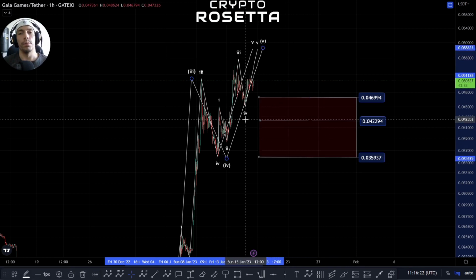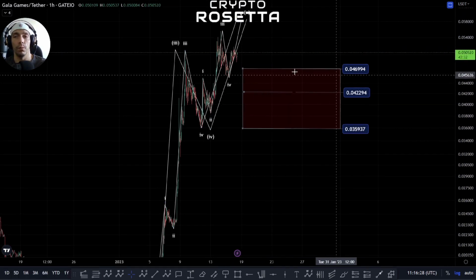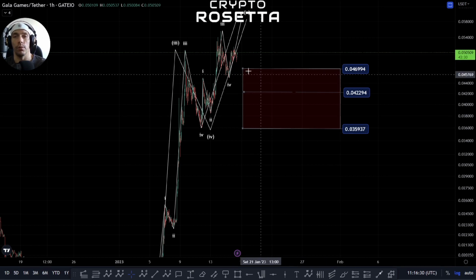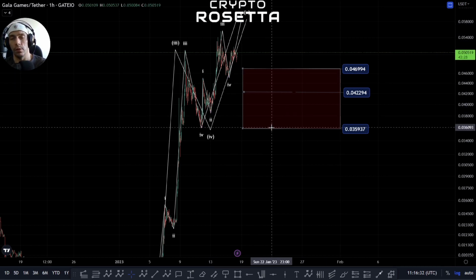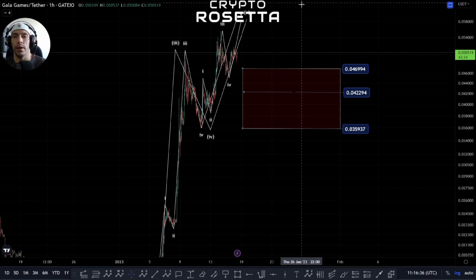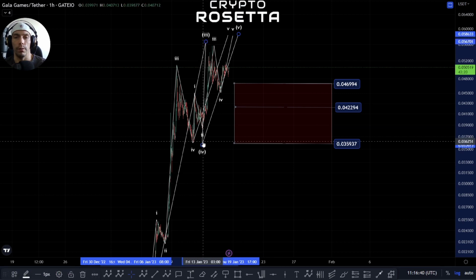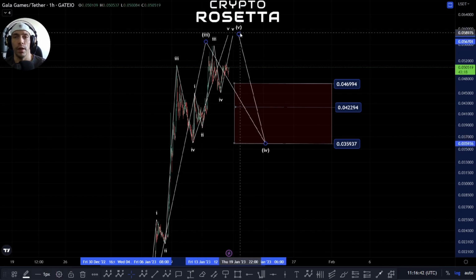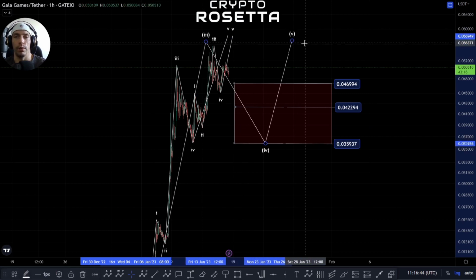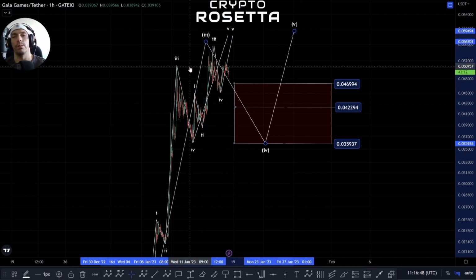So the prudent way of looking at this would be, once this completes, to anticipate a move into this zone and see how it reacts. If we retrace down into this area and we find support and then we look to push up again, then effectively it would be confirmation that this third wave is in play like this, and that actually we got a fifth wave to the upside like this. So that's the way I'm going to be having a look at this.